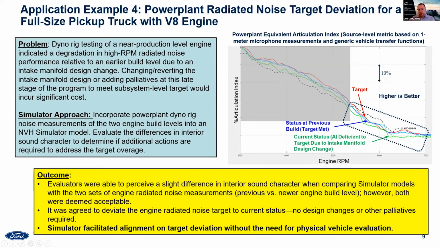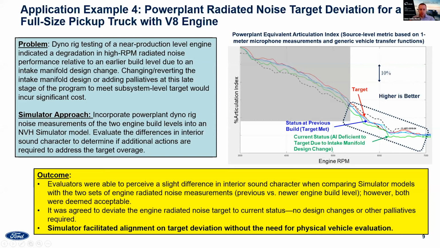So what's shown here with these curves is the engine level radiated noise, and we're looking at an equivalent articulation index. So higher is better on this plot. You can see the status of the near production level engine is the green curve, which has degraded significantly relative to the previous design level, the blue curve, and is deficient to the target, which is the red curve.